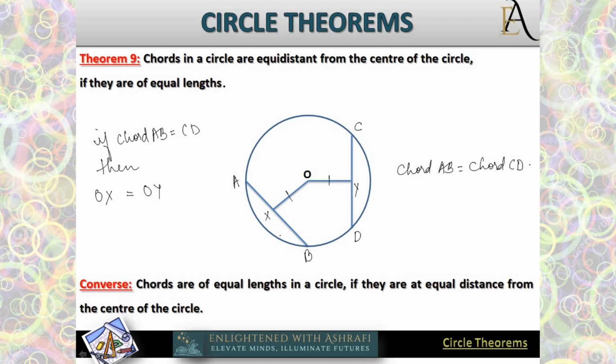So these kinds of sums usually appear. So whenever you have chords, search for the distance between the chord and the center. If they say that the chords are equal, then this distance will also be equal. If the distances are equal, then the chords are going to be equal.